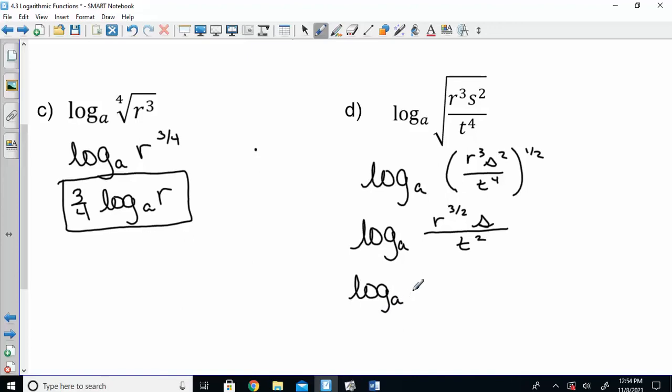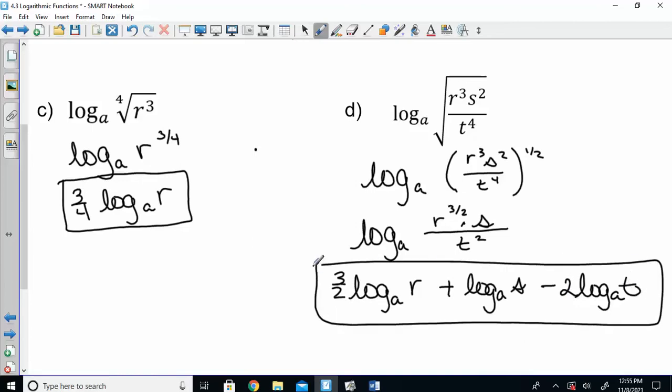Okay, so this R to the 3/2, what could I go ahead and do with my 3/2? So that becomes 3/2 times log base A of R. It was multiplied with the S, so plus the S, the T is on the bottom, so minus, with the T squared, so you can bring your 2 down.